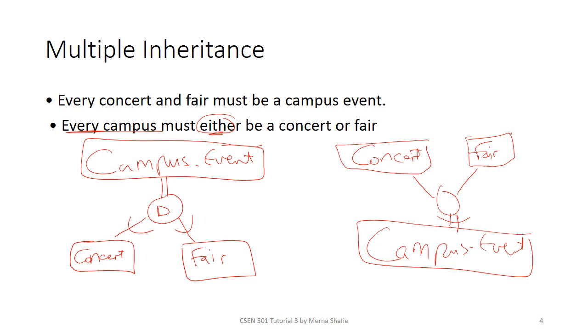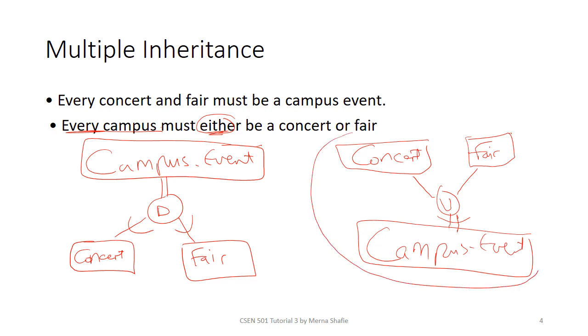طيب. هل the campus event is either a concert or a fair or can it be both؟ يعني نسيبها فاضية ولا نحط اليونيون؟ نقرأ. Every campus must be either a concert or a fair. So I have a union symbol to put here because it's either or. It cannot inherit from both at the same time.